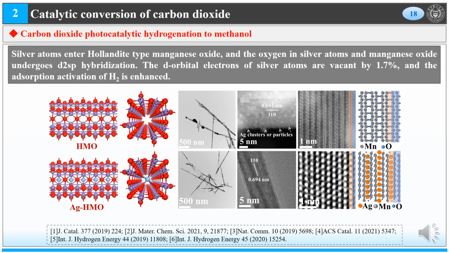Silver atoms enter holandite-type manganese oxide, and the oxygen in silver atoms and manganese oxide undergoes d2sp hybridization. The d orbital electrons of silver atoms are vacated by 1.7%, and the adsorption activation of hydrogen is enhanced.